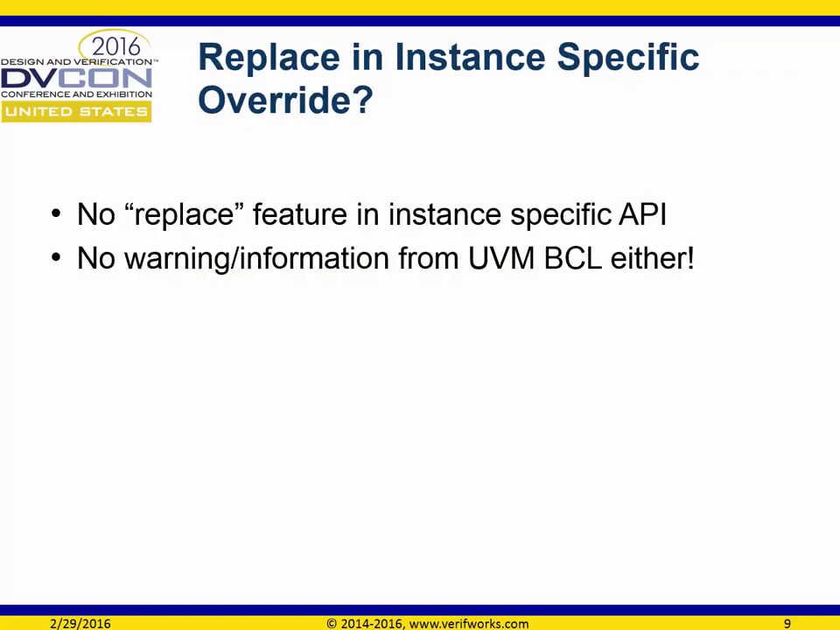Is it possible to replace them in instance-specific overrides? Unfortunately, there is no feature in the BCL for instance-specific APIs. You will only find it in the type APIs. There's also no warning from the library in case you're trying to do it on instance-specific overrides.